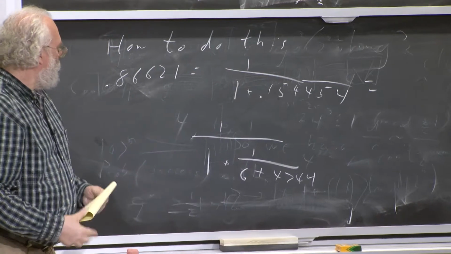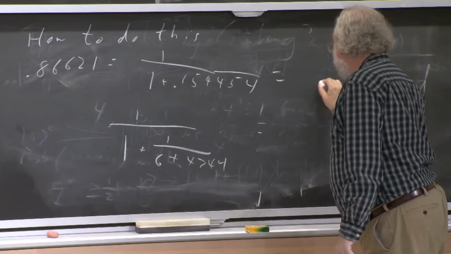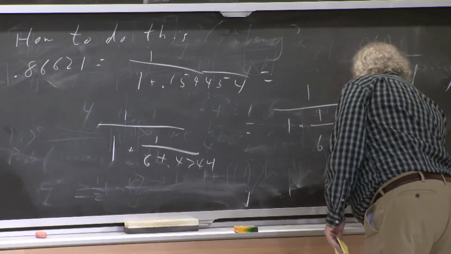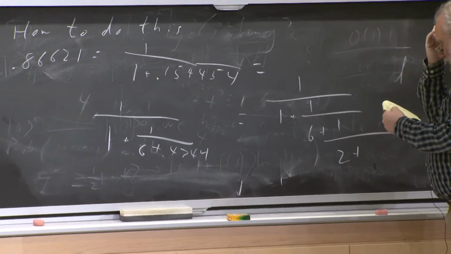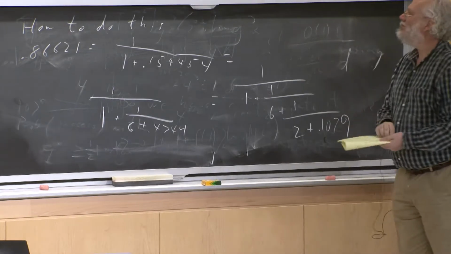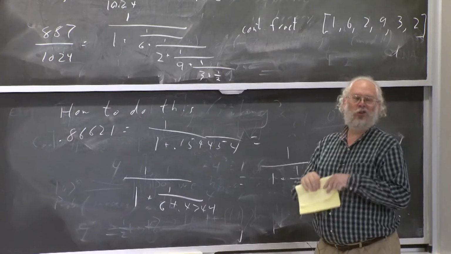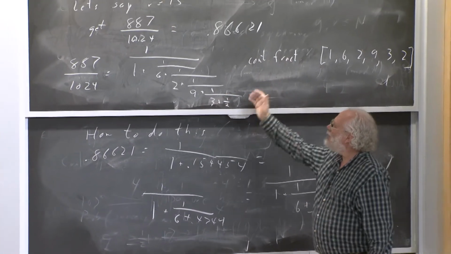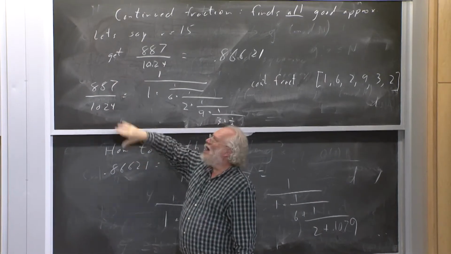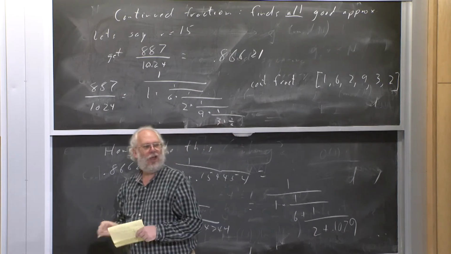And you can guess what we're going to do next time. We're going to take 1 and divide it by this. And that's equal to 1 over 1 plus 1 over 6 plus 1 over 2 plus 0.1079, etc. And we keep on doing this, in this case, until we reach the actual rational number 887 over 1024.